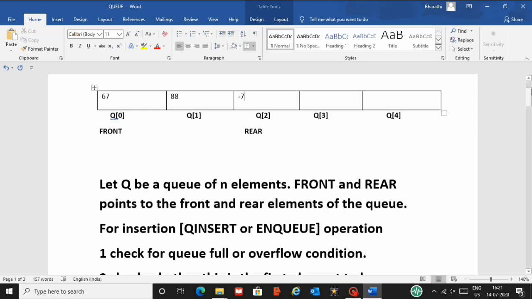It will go to Q of 3, but the front is responsible for deletion. So the first element to be deleted should be the first element which entered the queue. So 67 was the first element which entered the queue. So front, I will delete if I have to, otherwise it will be there only, whereas rear is for insertion. So every time you insert a new element, you check whether there is place or not, or it is the first element or not, and then go on incrementing rear first and then insert. So rear is pointing to the latest element which is inserted, right?